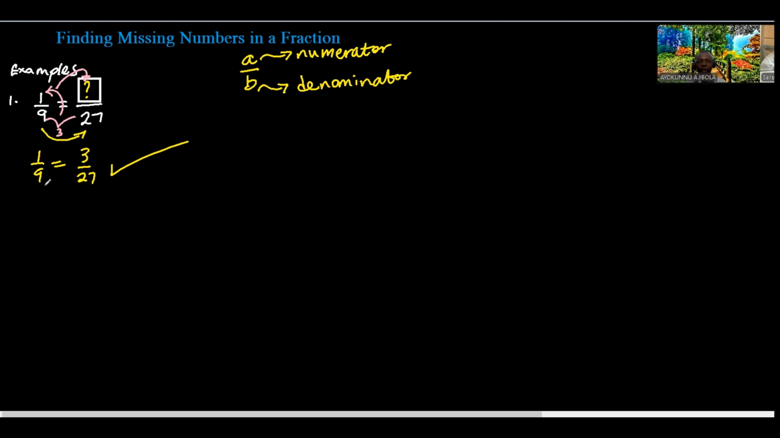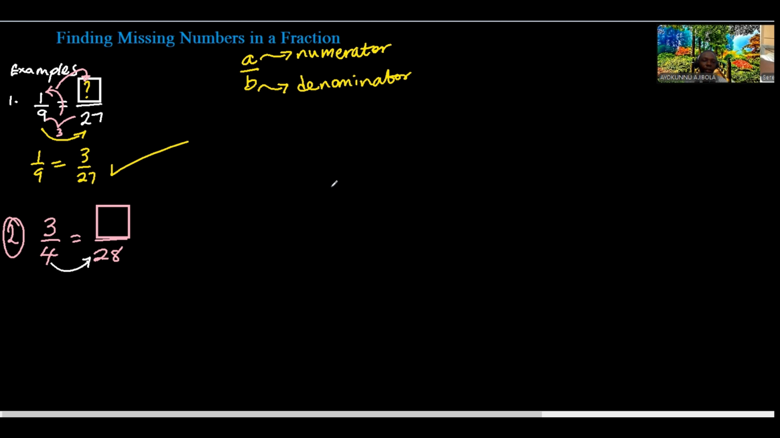If we don't have both denominators, we can't compare them. Is that clear? Yes. We can only compare the ones that we have. Let's take another example. Let's say we have 3 over 4 equal to something over 28. So let's put a box here. We're going to follow the same process. We have both denominators, yes or no? Yes. So 4 times what will give me 28?